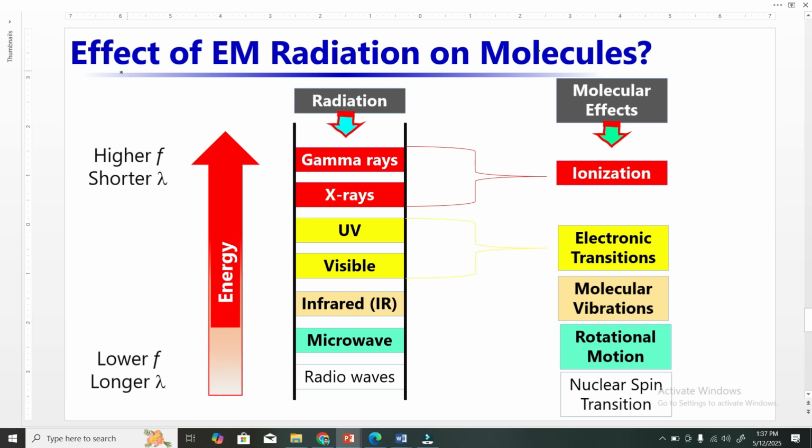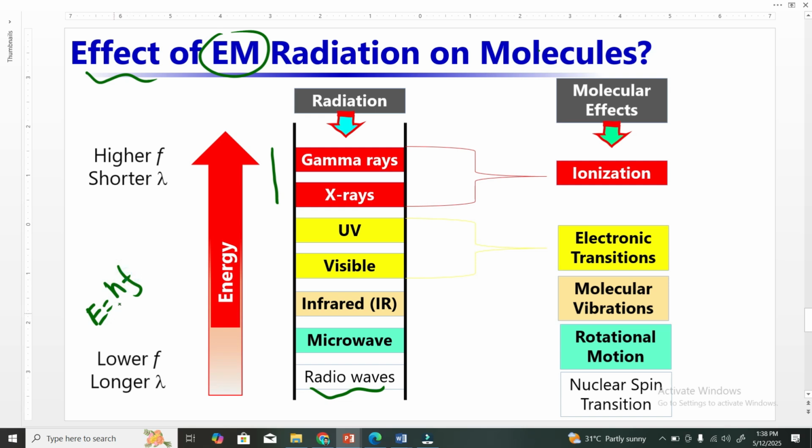Let's discuss the effect of electromagnetic radiations on molecules, because molecules respond differently to different radiations. So we know that electromagnetic radiations are composed of gamma rays, X-rays, and the list goes down toward radio waves. We know that radio waves basically have lower frequency or lower energy, because we know this very famous equation, E is equal to hf.